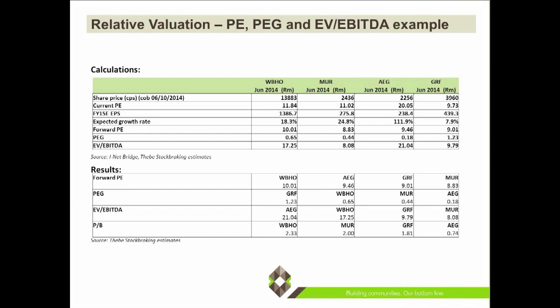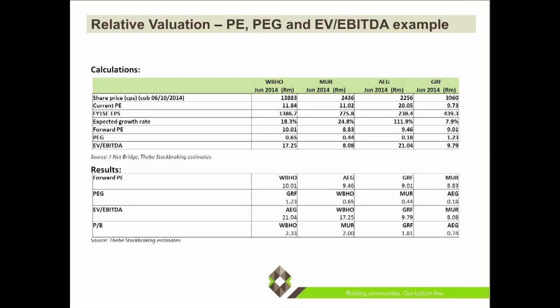So looking at the results, we look at a forward PE. Based on the growth that we're forecasting, we're seeing that Wilson Bailey Homes forward PE will go from 11.84 to 10.1, whereas Murray & Roberts is expecting more growth, earnings growth, so they go from 11.02 to 9.46. Aveng's expected growth rate is over 100%, so they go from a current PE of 20 to a forward PE of 9. So we see that there could be significant re-rating, that they could be more profitable going forward. So based on the forward PEs, we would say that Wilson Bailey Homes would be the most expensive, and Murray and Roberts looks like they would be the cheapest based on the re-rating.